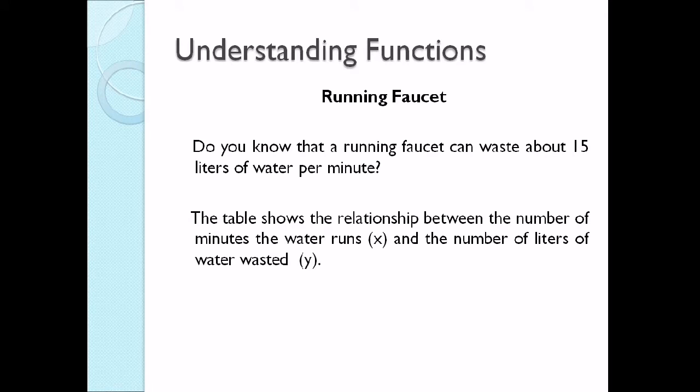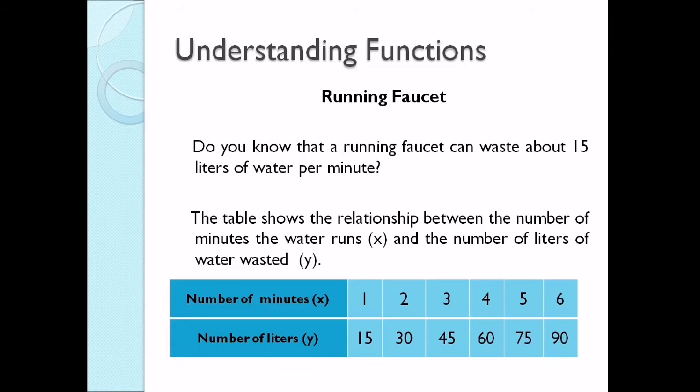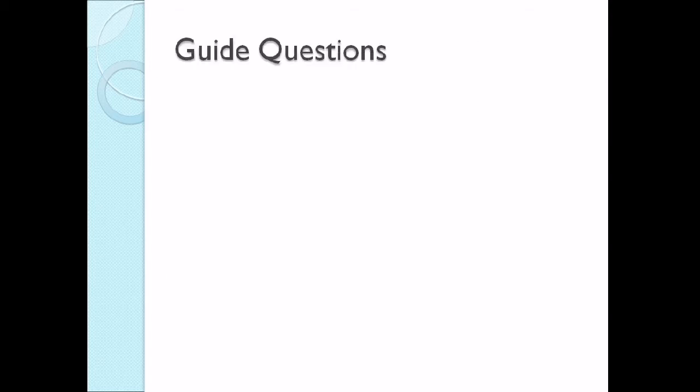So the table shows the relationship between the number of minutes the water runs, that is x, and the number of liters of water wasted. Therefore, there is a relationship existing between the two. So that is our variable x and variable y. We have here a table. Ito yung number of minutes x: 1, 2, 3, 4, 5, 6. And then yung number of liters: 15, 30, 45, 60, 75, and 90 liters. Meaning, for 1 minute, equivalent to 15 liters. 2 minutes, equivalent to 30 liters.